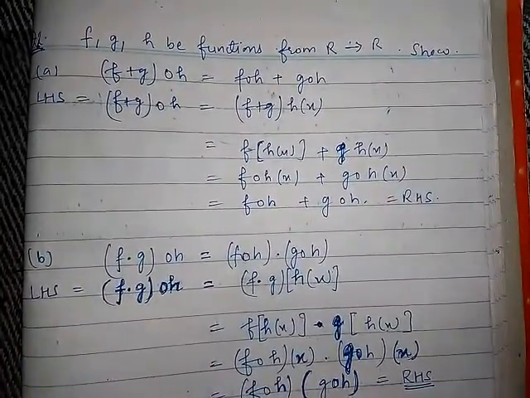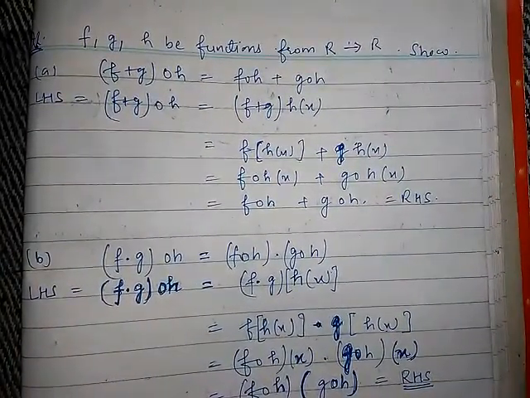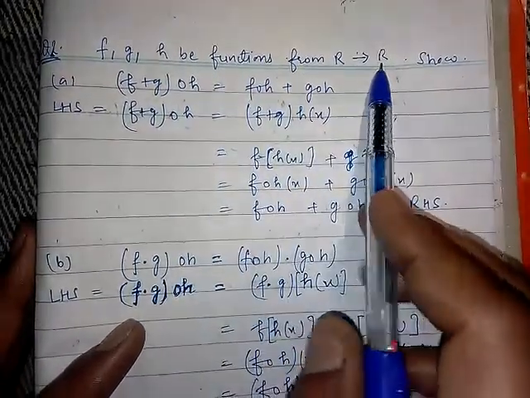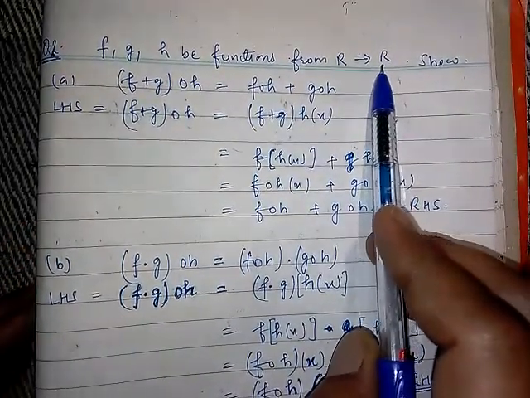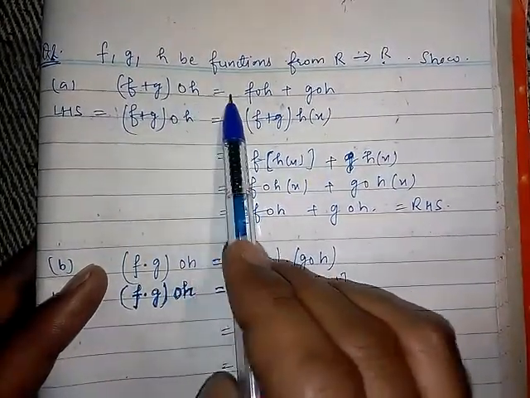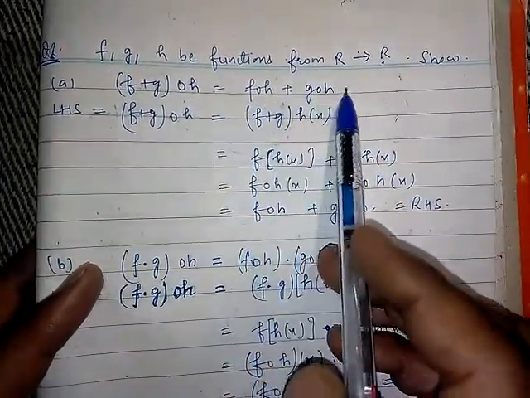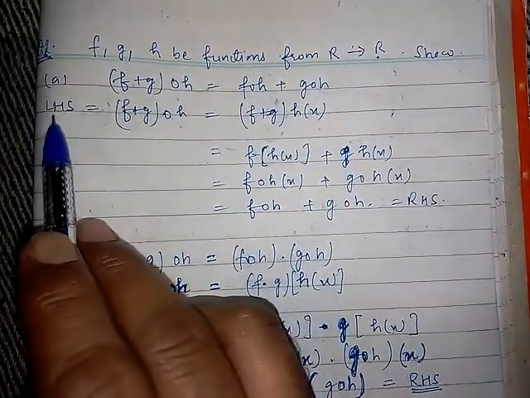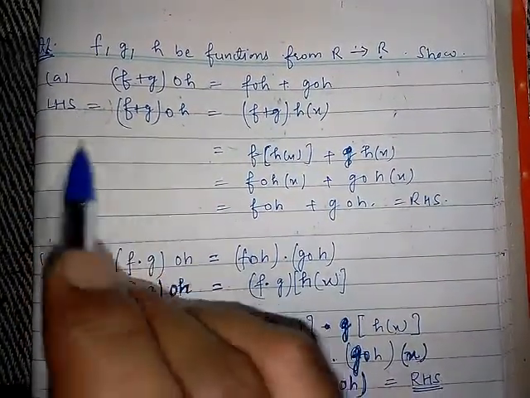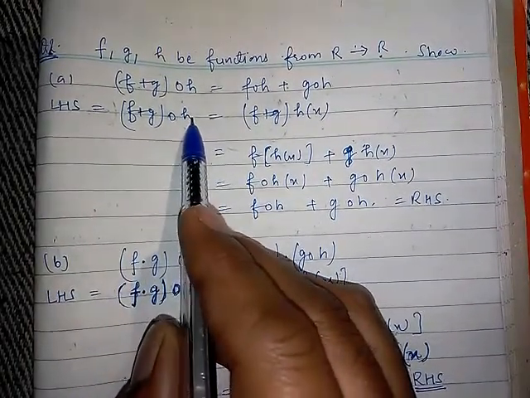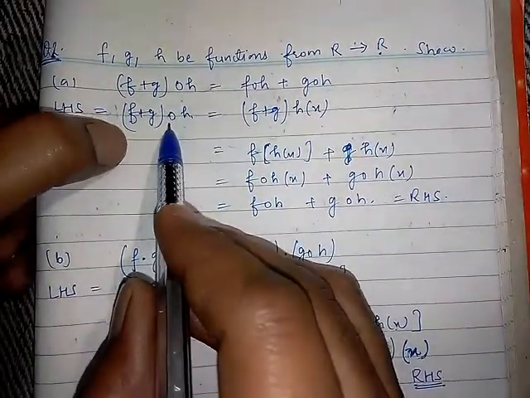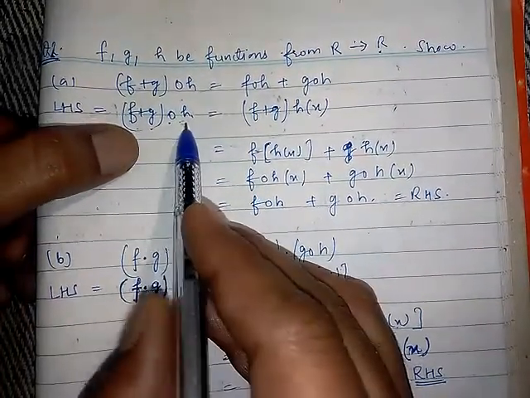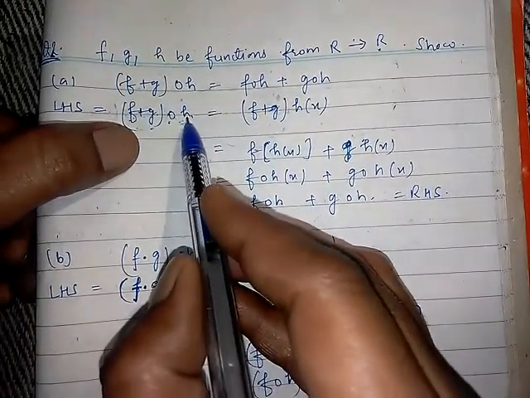In the question, it is given that let f, g, and h be functions from R to R, real to real. Show that (f plus g) o h is equal to f o h plus g o h. So this is a theoretical question. So how to solve this? First of all, you will take the left hand side, (f plus g) o h. For this, I told you in the starting only, you should know how to write down the method of writing this (f plus g) o h.